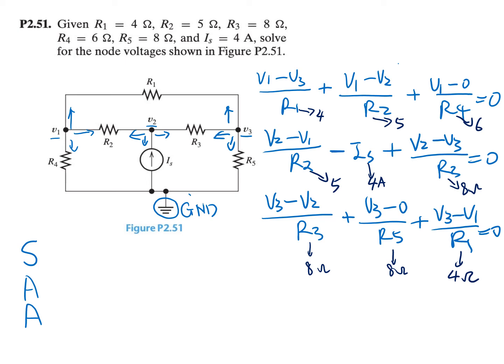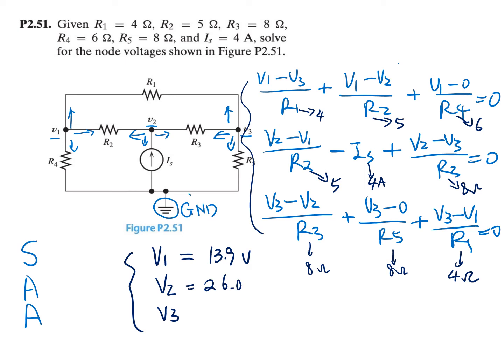And similarly, we can simplify these 3 equations. Use the method you like, and I recommend the substitution, and that's the way you are going to use in your midterm. So we can solve V1, V2, and V3. We have V1 is equal to 13.9 volt. V2 is 26.04 volt, and V3 that's 13.9.